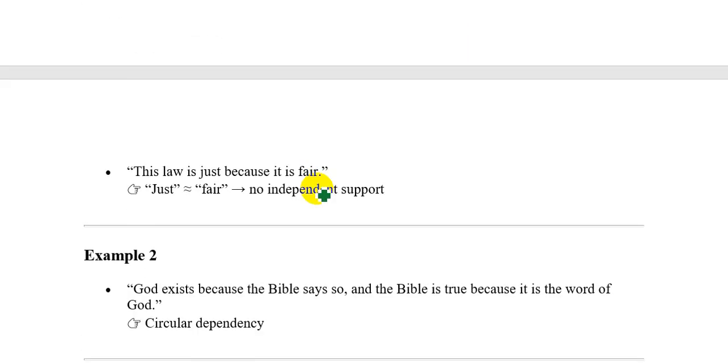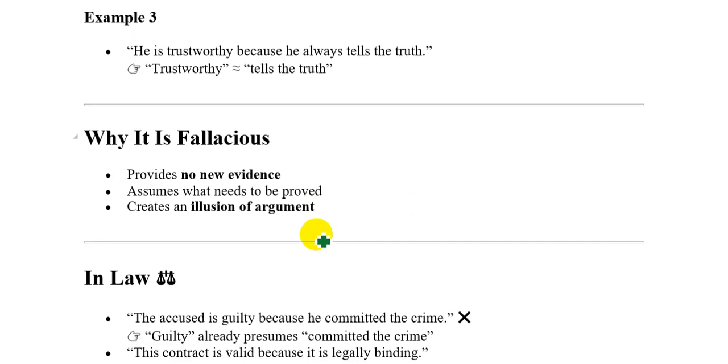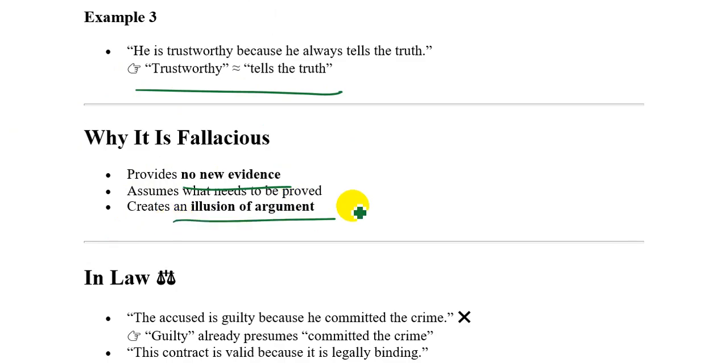Let us look at a few examples. This law is just because it is fair. Just equals fair. There is no independent support, meaning both are the same. God exists because the Bible says so, and the Bible is true because it is the word of God. Again, a circular dependency. He is trustworthy because he always tells the truth. Trustworthy means telling the truth itself, so they are both the same. Now why is this fallacious? Because it provides no new evidence, assumes what needs to be proved, and creates an illusion of argument.